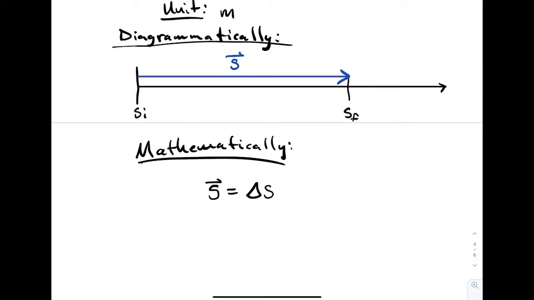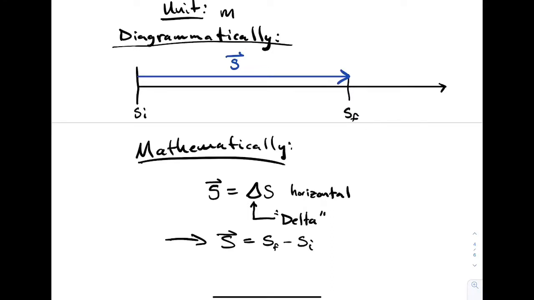And we'll say, in this case, it's in the horizontal direction. We always want to give the direction as well as the amount. Well, this is a Greek letter, delta. And anytime we have delta, what delta means is we have to take final minus initial. So S vector is really equal to the final position minus the initial position, and we would say horizontal.